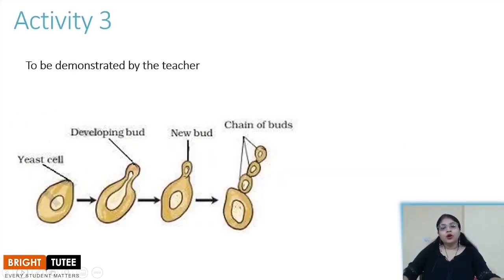We are going to talk about other methods like budding, fragmentation and so on. To understand this process, we are going to take an example of a unicellular organism known as yeast. Yeast is a unicellular organism and can be seen only with the help of the microscope. To perform this activity, we are going to need a microscope and yeast. This is easily found in the market.